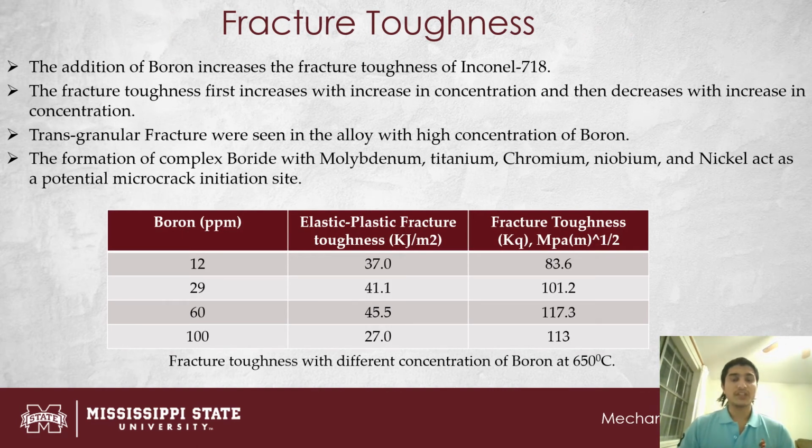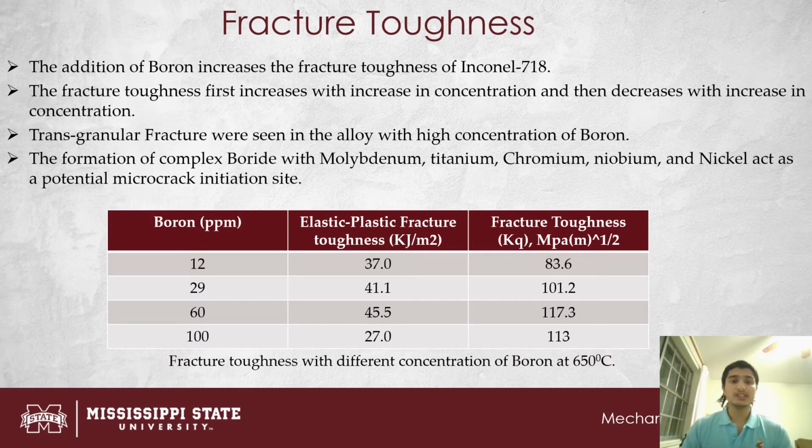Recording mechanical properties of the mixture of boron and Inconel is very important, as it helps us to estimate what the strength of our absorber tubes will be. The addition of boron increases the fracture toughness of Inconel 718. The fracture toughness first increases with increase in concentration, then decreases with further increase in concentration.